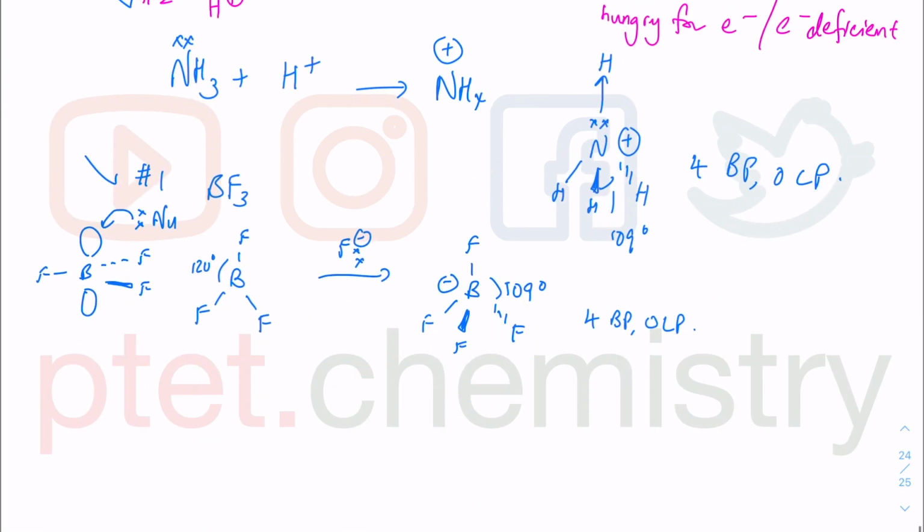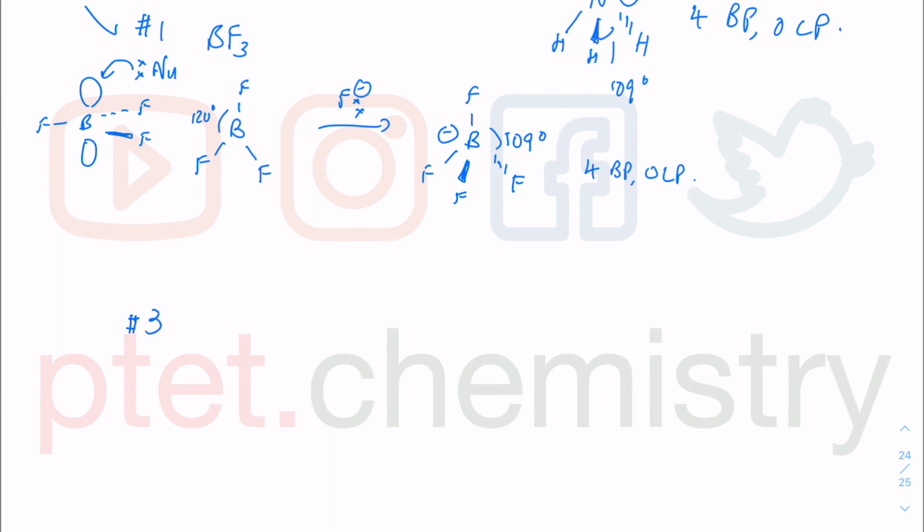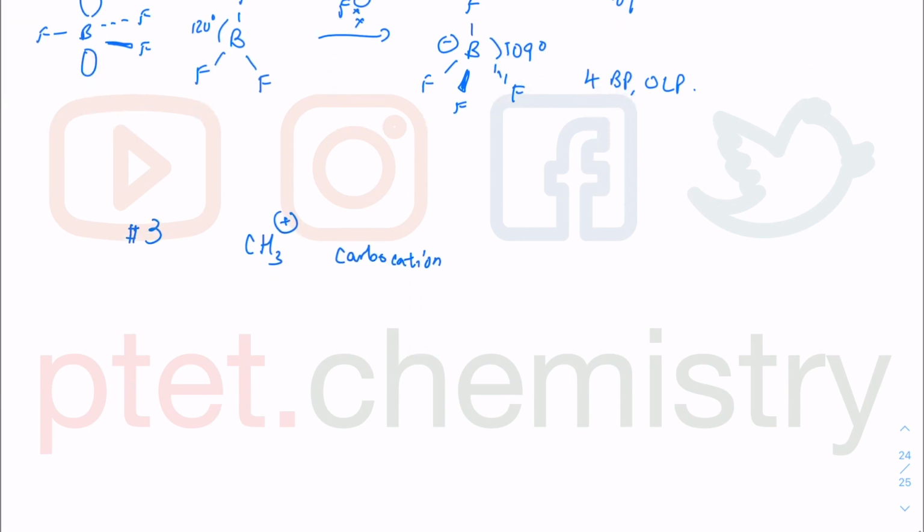Let's go through option 3. Option 3 is CH3 plus. This is called a carbocation. A carbocation is an intermediate for SN1 reaction, nucleophilic substitution. But this is not a tertiary carbocation, it's just a CH3 carbocation. Again, it has a plus on the carbon.